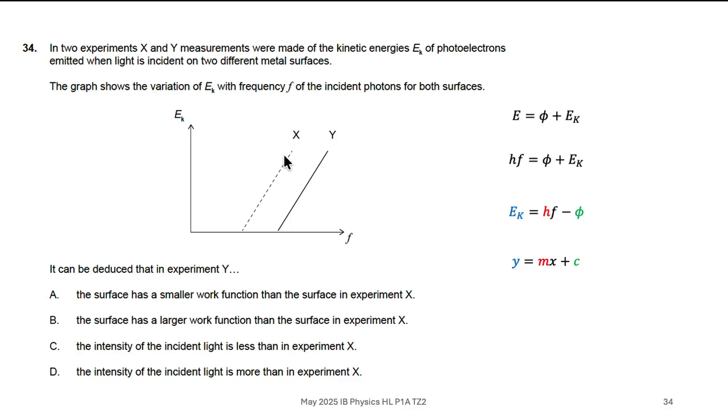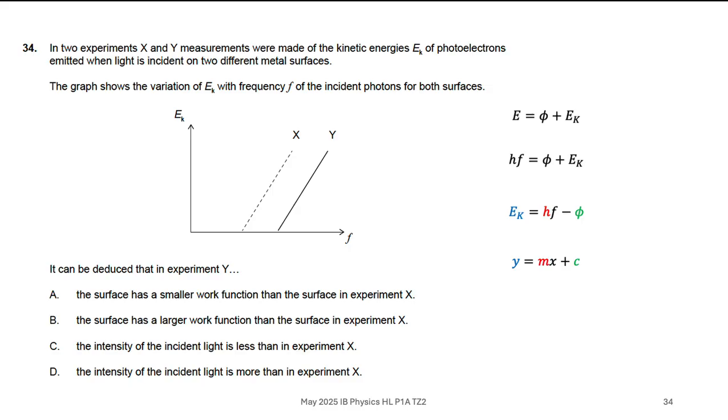What this means is that these two lines should have the same gradient. Now, does that look right? Absolutely. h is the gradient of each line. You can see these two lines have got the same gradient. So whenever you're drawing these, you're going to expect the same gradient. There's a very similar problem that I've seen in another question paper, which shows lines of different gradient. If the gradient changes, then something has gone wrong. The gradient is equal to h.